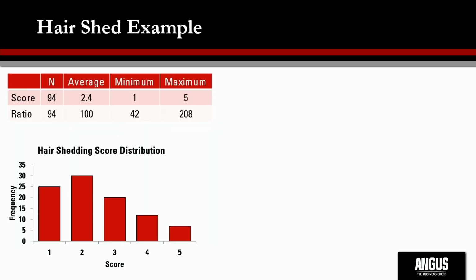So if we look at this example, again looking at one contemporary group, the average of this particular contemporary group for hair shedding is a 2.4. So we use the whole scale, a minimum score of 1 up to a maximum score of 5. And again, we see that ratio averaging at 100. So our minimum ratio is 42 and our maximum ratio is 208.